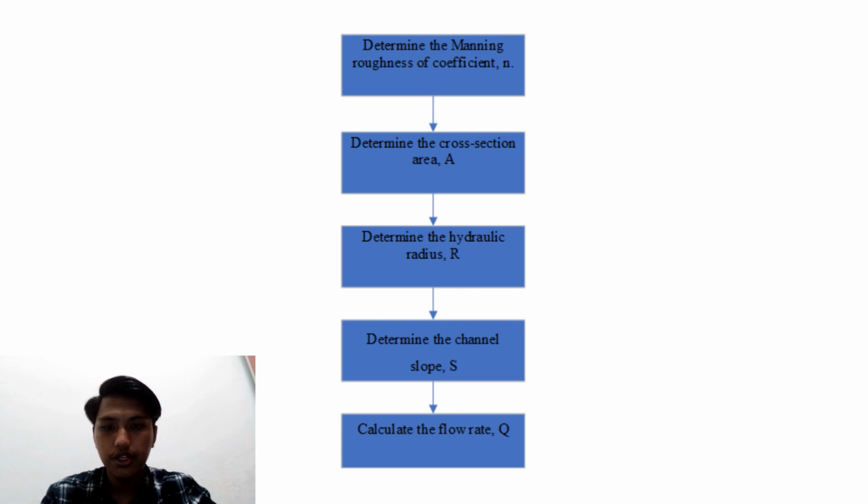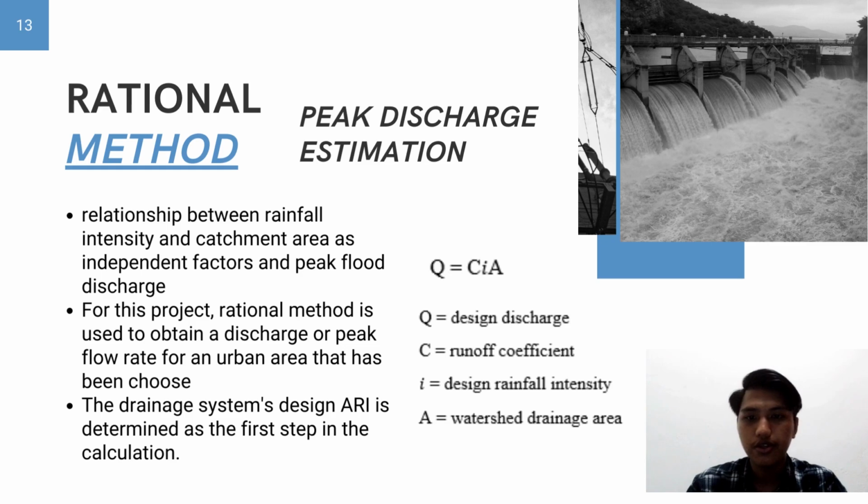Next, we determine the cross-sectional area. Next, we determine the hydraulic radius. And next, we determine the channel slope. And next, we can get the value of Q by calculating the flow rate. Okay, next is the peak discharge estimation.